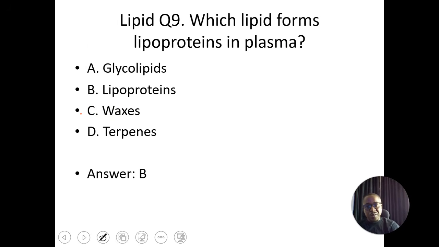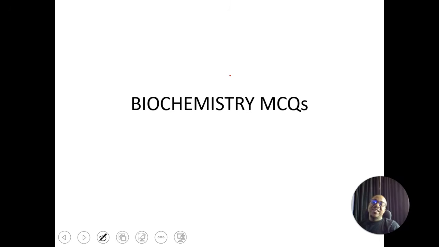Which lipids form lipoproteins? Of course, it's lipoproteins.